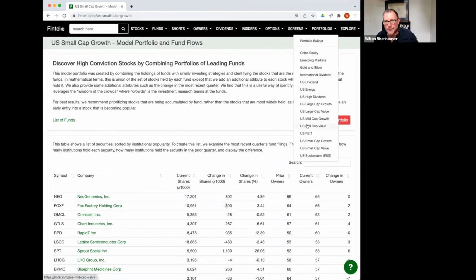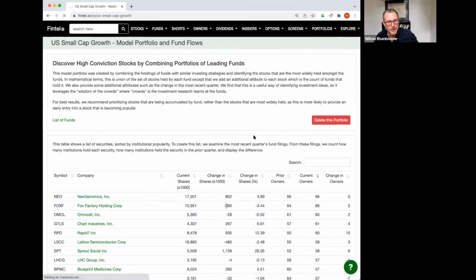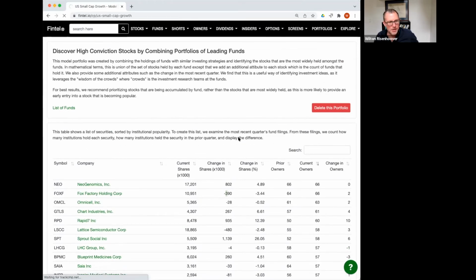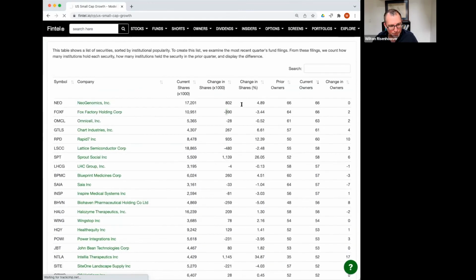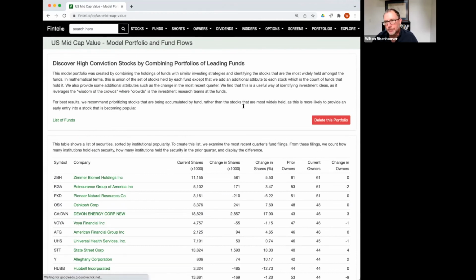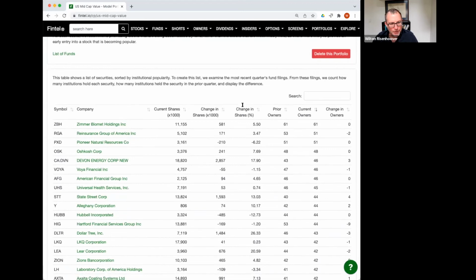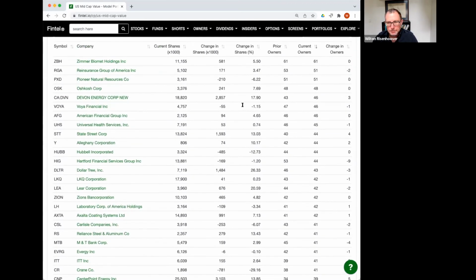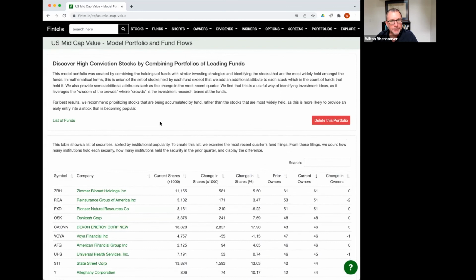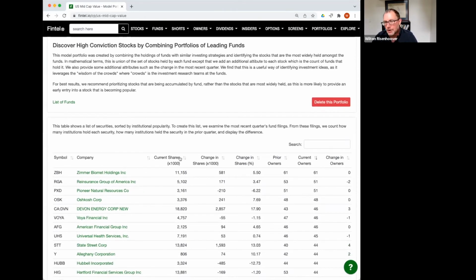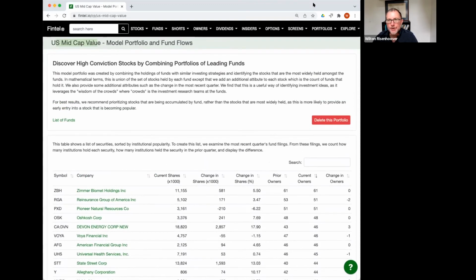United States mid-cap value. Okay, let's see here. And if you don't like these canned intersects that I've done, then you can create your own and save it as well. Here you have Zimmer Biomet Holdings being the most popular US mid-cap value stock. Okay, questions so far? Any more questions about this?